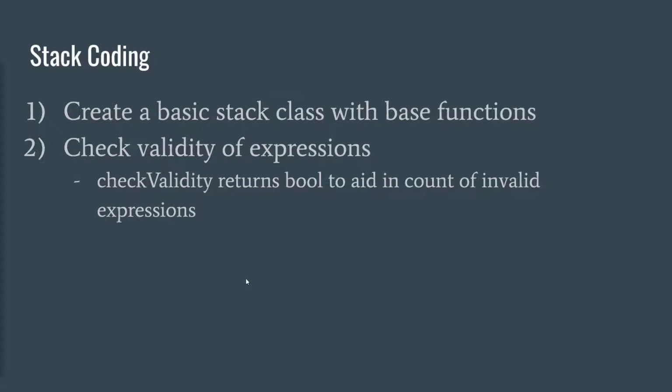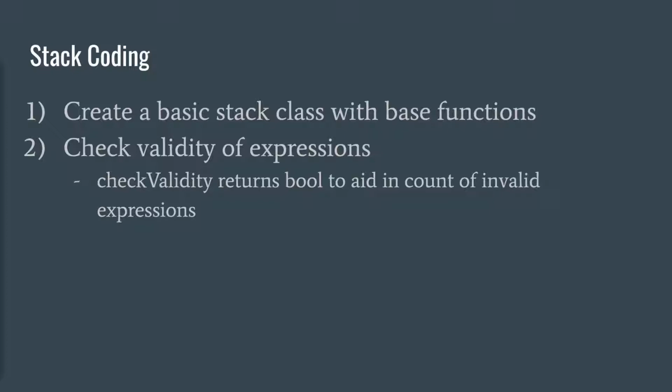Alright, and so now that the base stack class is set up, we can finally move on to the actual math part, which in order to do that, we have to first check the validity of the expressions, because if the expression is invalid, then we cannot convert it to postfix and then evaluate it. But if the expression is valid, then we can do that. And we also have to remember to count the number of invalid expressions in our code for use later on in our program. So we're going to make it so check validity returns a bool, and it returns true if the expression is valid, and false if the expression is invalid.